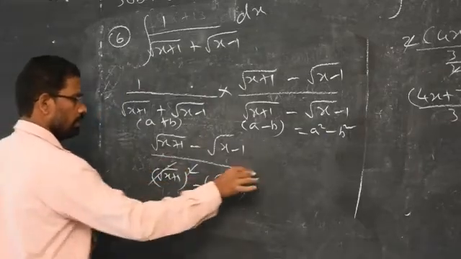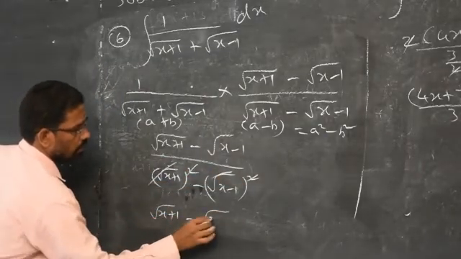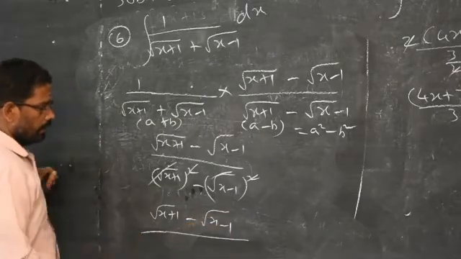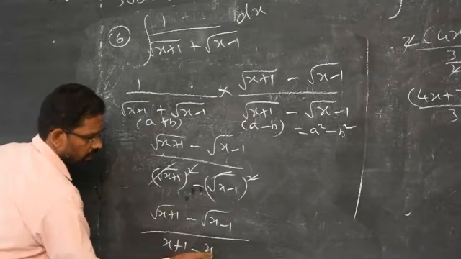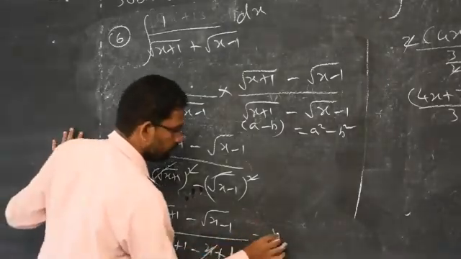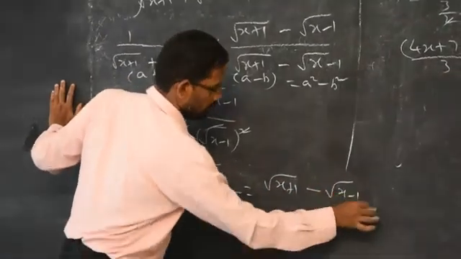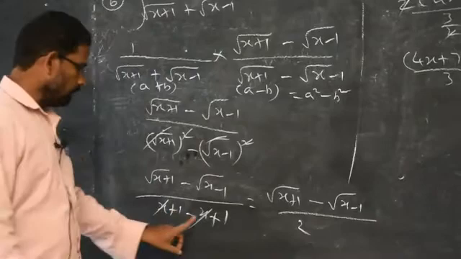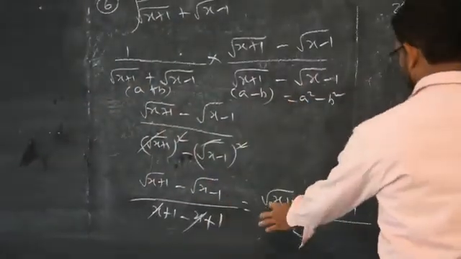Square and square root get cancelled, so you will get square root of x plus 1 minus square root of x minus 1 by x plus 1. When you take minus inside, minus x plus 1, it will cancel, you will get square root of x plus 1 minus square root of x minus 1 by 2. 1 plus 1, 2. See, now I rewrite.